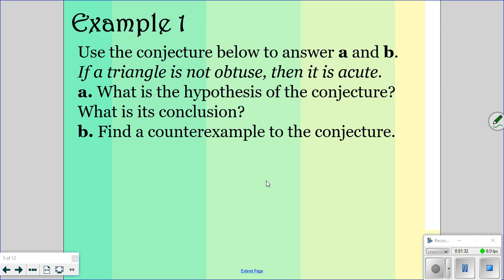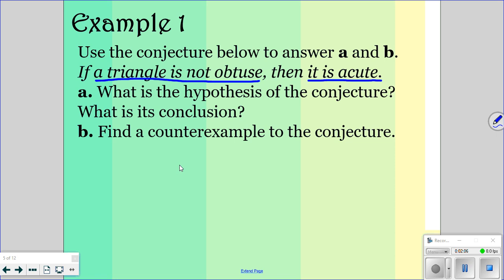So we want to use the conjecture to find the hypothesis and the conclusion and find a counterexample. If a triangle is not obtuse, then it is acute. So the hypothesis will be a triangle is not obtuse. Not "if," just a triangle is not obtuse. The conclusion will be it is acute. No "then." Remember, you don't use the "if" and "then" in your hypothesis and conclusion.